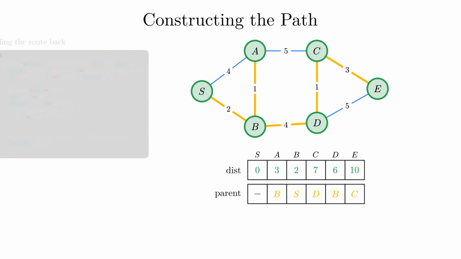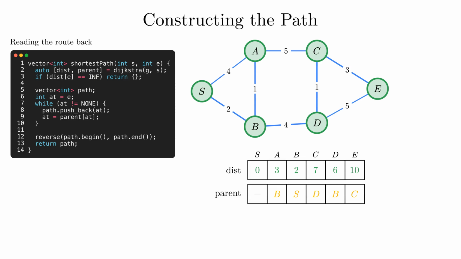So to recover a route, we do not need to search at all. We just read the parent array backwards. First, check the destination is reachable. If its distance is still infinity, there is no route to return. Otherwise, start at the end node. Let us ask for the route to E.